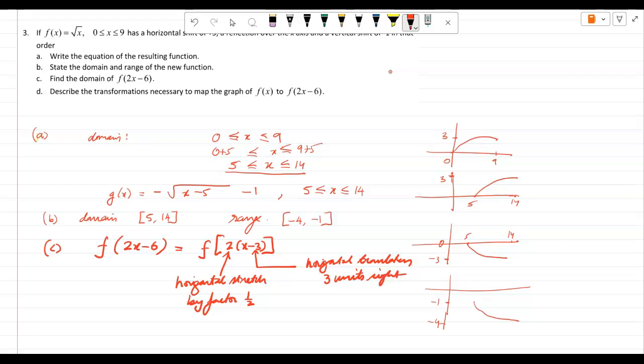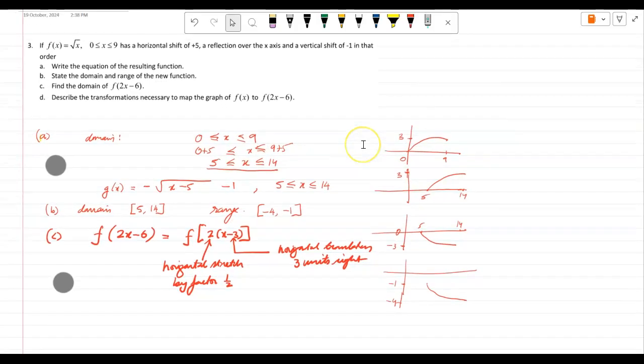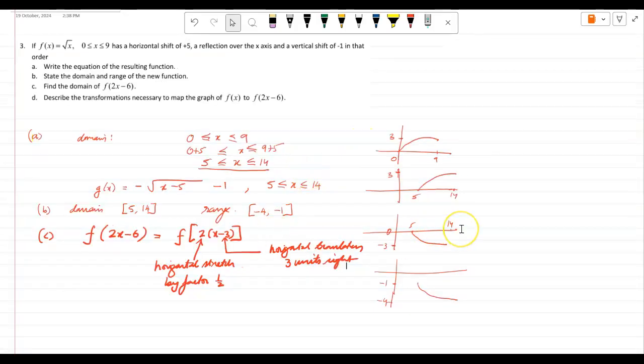Correct? Yes. So what will the domain be? Horizontal, both will get affected, correct? So you have 0 with a horizontal stretch by factor half, and to the right, that's 3. And 9 times half plus 3. So that's how much? 7.5. So what will my new domain be? 3 is less than or equal to x.